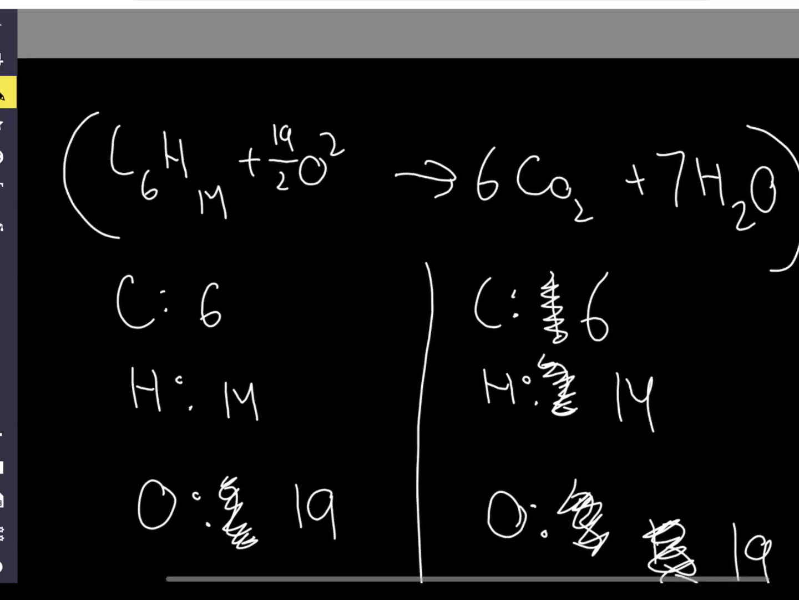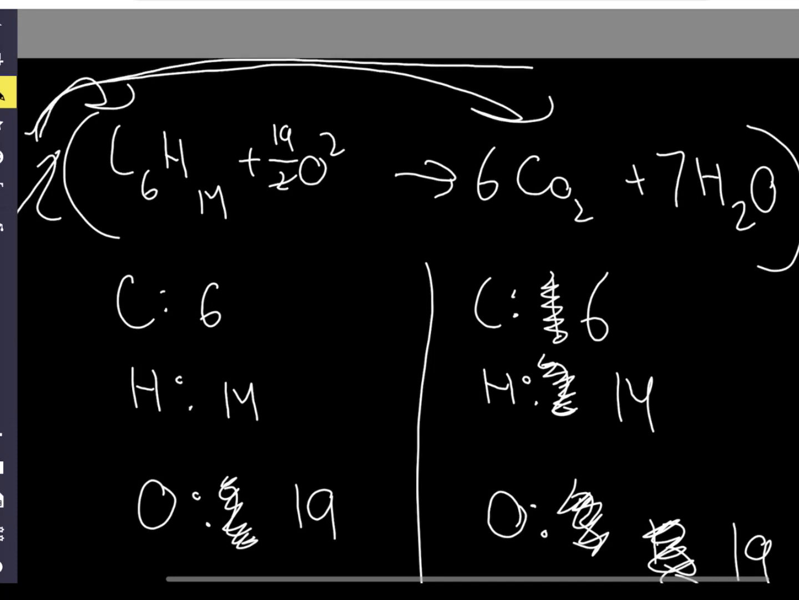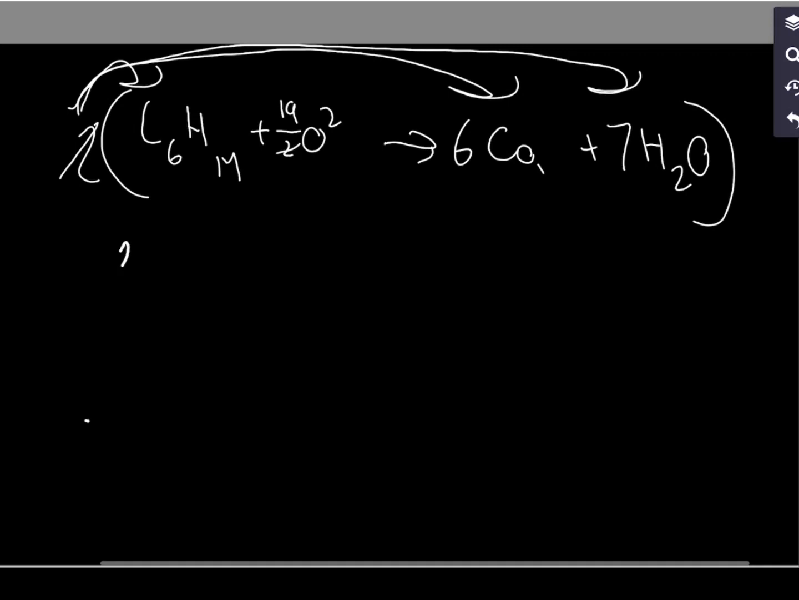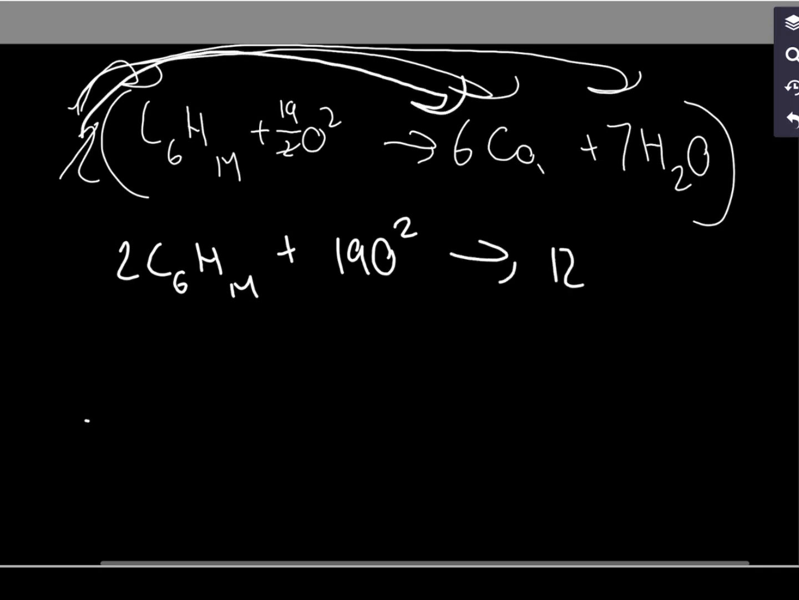Well, we would just multiply this equation by 2, so that now these 2's would cancel out, and the rest of the 2's get distributed all the way through. So 2 times this is 2C6H14, plus 19O2, because the 2's cancel out. 2 times 12 gives 12CO2, and plus 2 times 7 is going to be 14H2O.